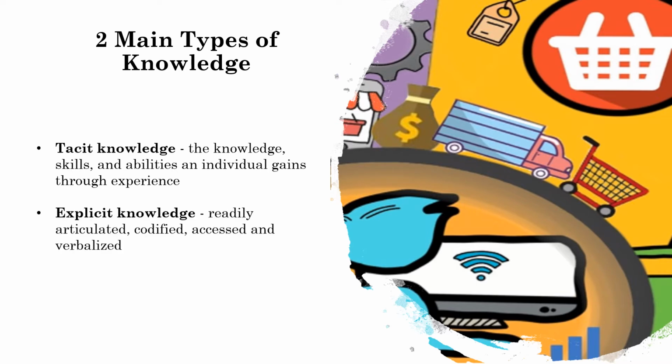While explicit knowledge is the information that is easily codified and taught, such as how to change the toner of the printer or how to use the computer. So explicit knowledge is also expressive knowledge, meaning it is knowledge that can be readily articulated, codified, accessed, and verbalized.